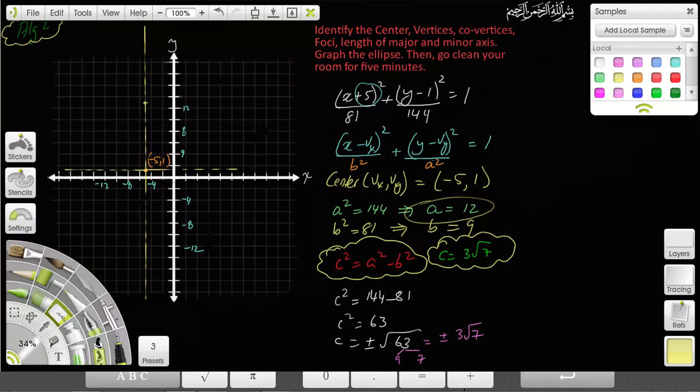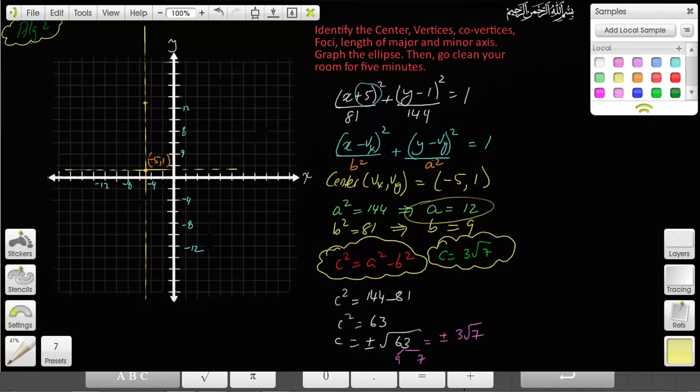Okay, now here we go. And then the major vertices, the vertices of this ellipse, are going to be A going up 12, so it's going to be negative 5, and that's 12, 13. So this is negative 5 and 13. That's going to be one of the vertices. And 12 down, that'll be negative 11. So that's negative 5 and negative 11, the second vertex.